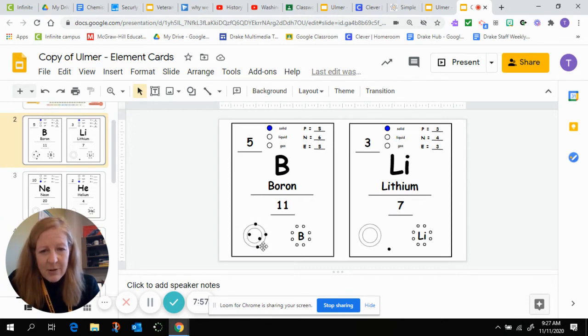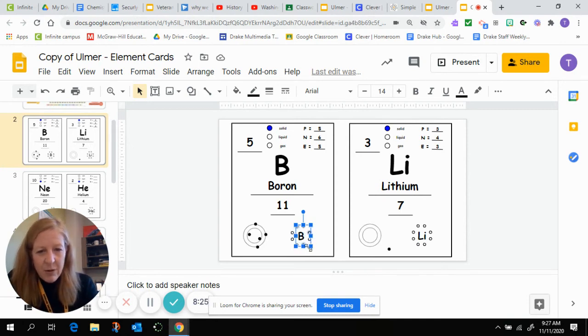So remember, valence electrons are the outermost shell. So what I'm going to do is start at the top above my symbol. I'm going to click on one of the open circles that's above, and then I'm going to move to the side and click on one of the open circles that's on the side, and then I'm going to click on one of the open circles that's on the bottom of the symbol.